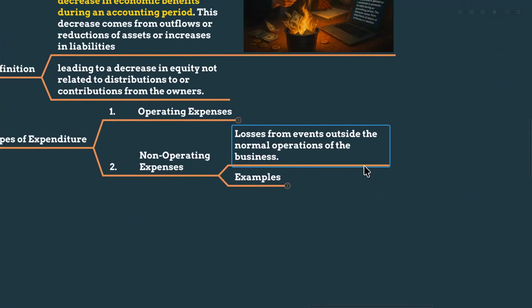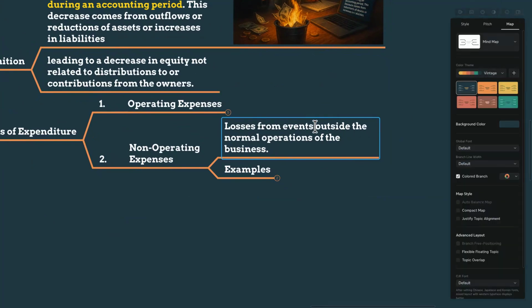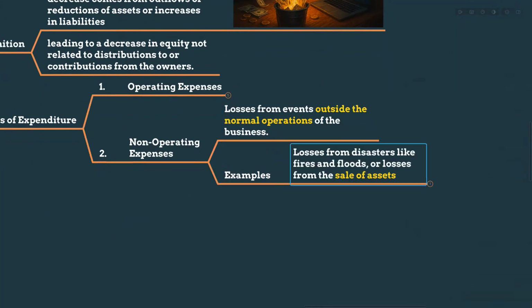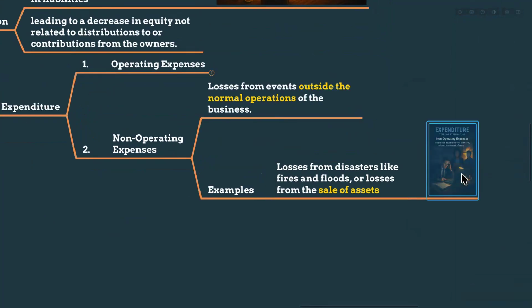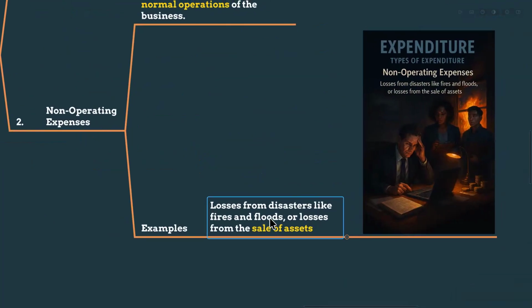Then what's the meaning of non-operating expenses? The losses from events that are outside the normal operations. It's not like electricity, it's not like cost of goods sold. Not repeated movements. Those are the losses from disasters like fires, floods, or losses from the sale of assets. We call it non-operating expenses, outside the normal operation. So these are the non-operating expenses, my dears.